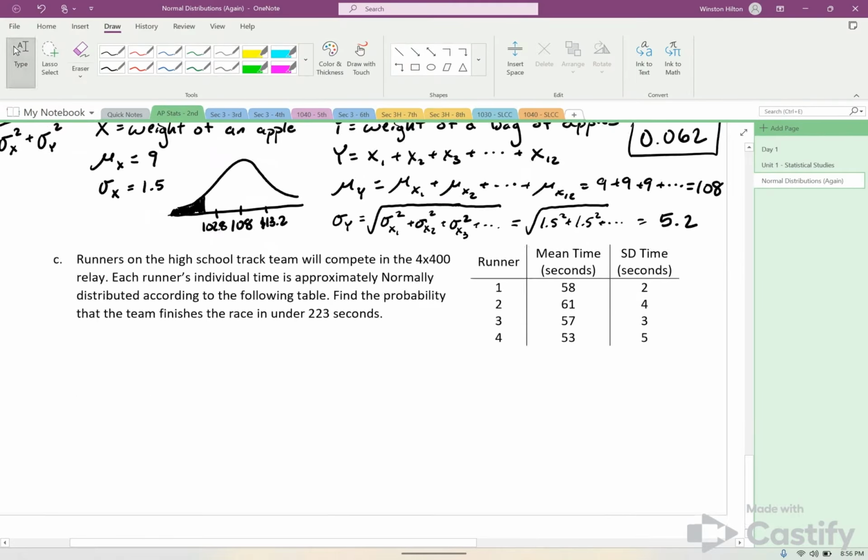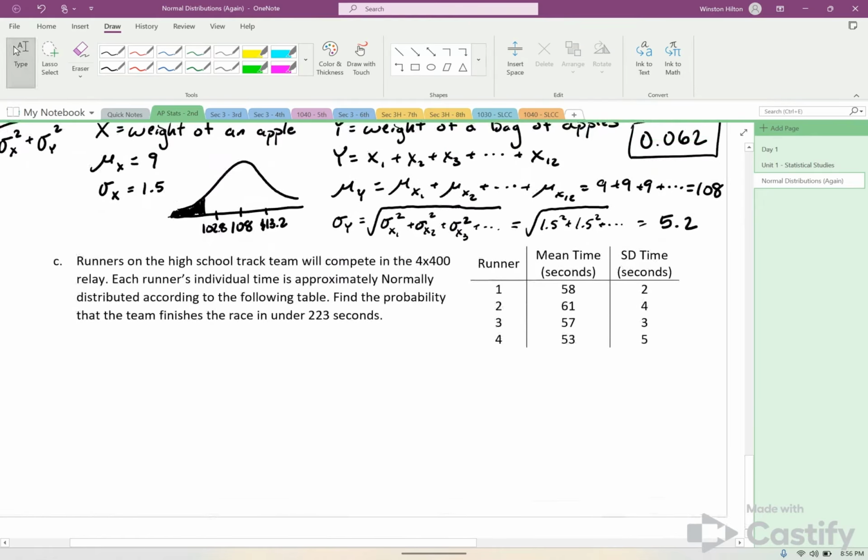All right, last example. Runners on the high school track team will compete in the 4x400 relay. Each runner's individual time is approximately normally distributed according to the following table. Find the probability that the team finishes the race in under 223 seconds. All right, so the total time for the race is going to be equal to the time of runner 1 plus the time of runner 2 plus the time of runner 3 plus the time of runner 4.